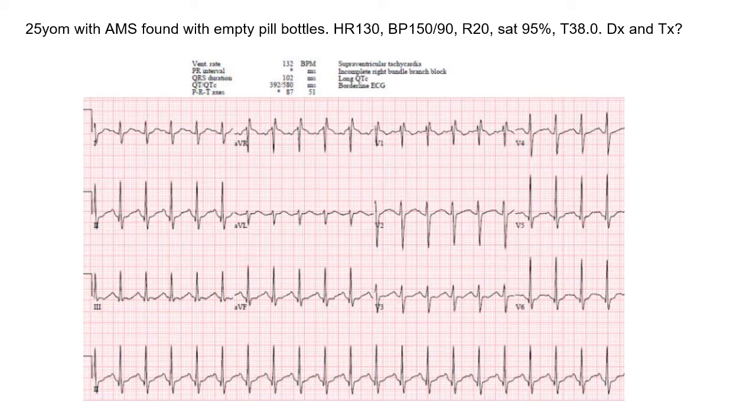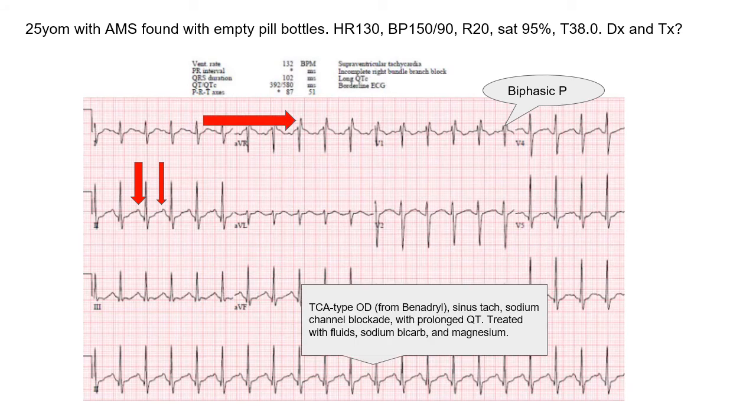Yeah, so narrow complex. Yeah, I agree. So we've got a prolonged QT, yep, TCA. And the other thing that we look at for TCA is what's called a terminal R wave in AVR. That's that big R wave in AVR. That's very abnormal and very pathognomonic for TCA overdose, or a sodium channel blockade is essentially what it's pathognomonic for. So we see biphasic P right here, and then that's the terminal R wave. And so this is a TCA overdose.